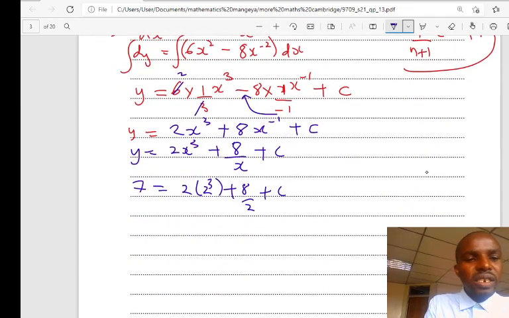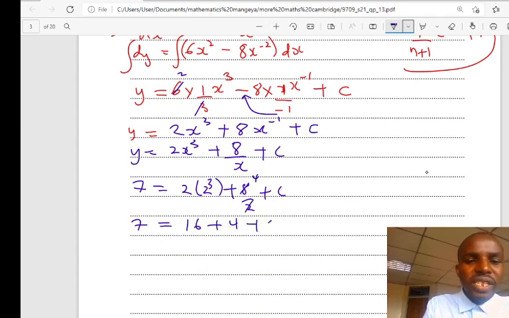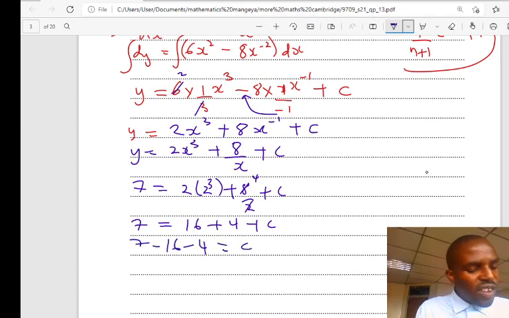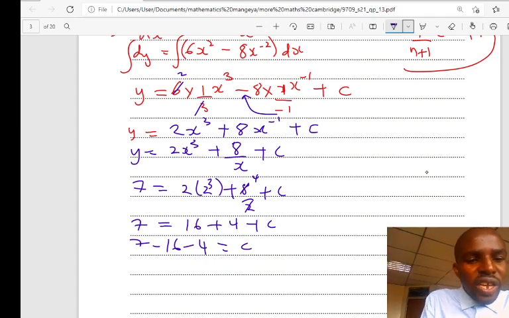Then after that, you simplify. 7 is equal to 2 cubed, which is 8, times 2 is 16, plus 2 into 8 is 4, plus c. It will be 7 minus 16 minus 4 is equal to c. 7 minus 16, okay, that is the calculator. 7 minus 16 minus 4. What do you get? Minus 13. So you get your c is equal to minus 13.